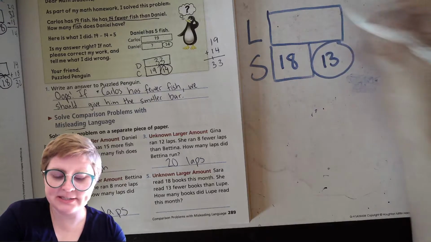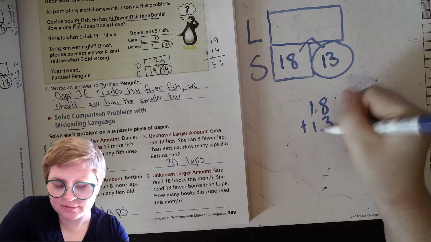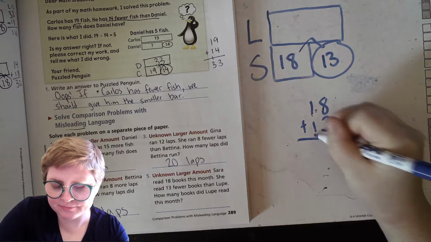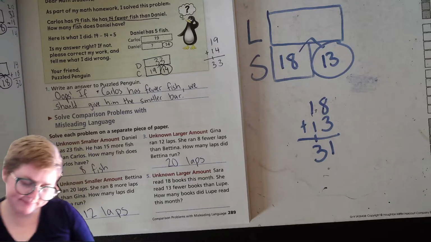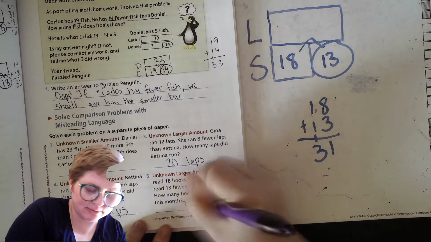To find Lupe's amount, we're going to add these up. So 31. That's a lot of books. Good job, girls.